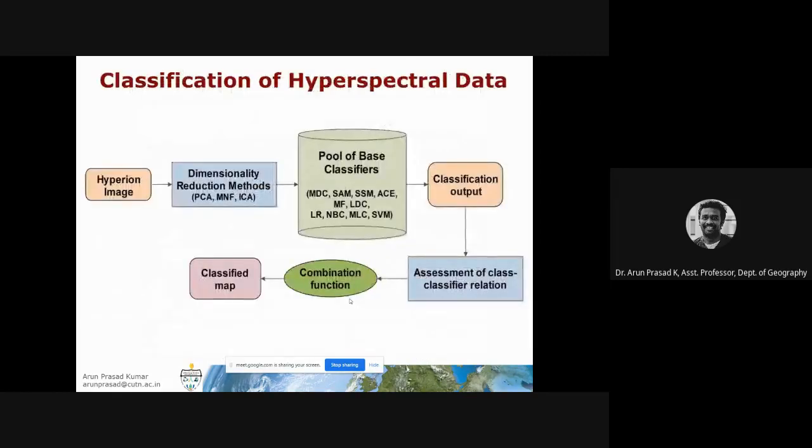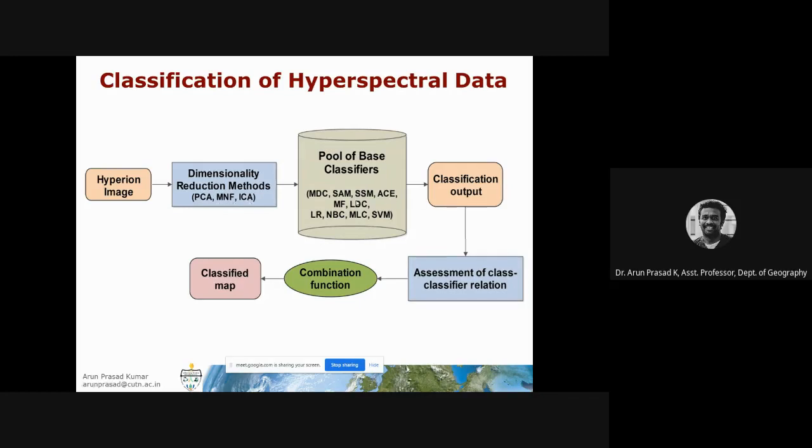So we have classified the hyperspectral data using a new method called multiple classifier system. First we got a Hyperion image, and we reduced the image using different dimensionality reduction methods like PCA, MNF, ICA: principal component analysis, minimum noise fraction, and independent component analysis.